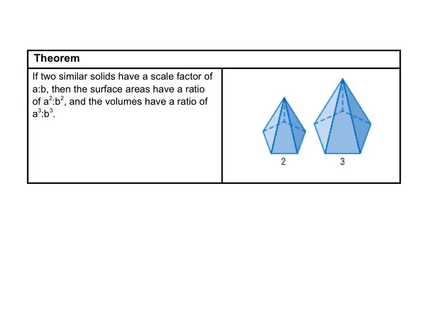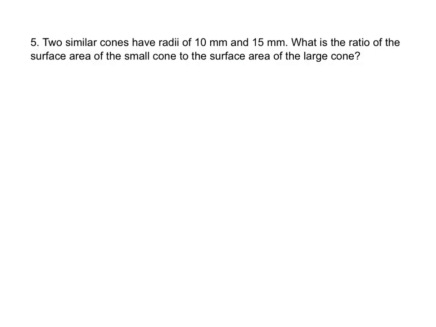So here's the basic idea. If two similar solids have a scale factor, then the surface area scale factor is that squared, and the volume scale factor is that cubed. The scale factor is for sides, lengths, and heights. For surface area, square it; for volume, cube it.